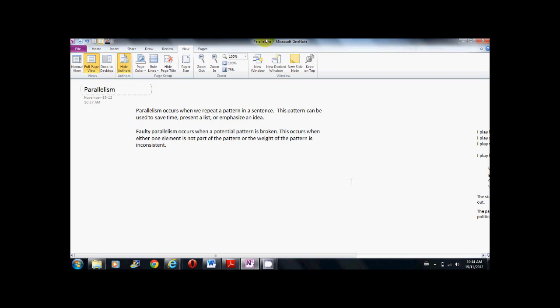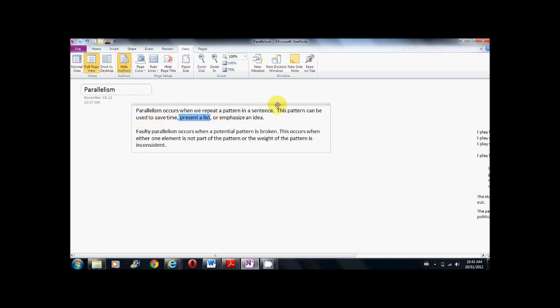So let's start with our definition. Parallelism occurs when we repeat a pattern in a sentence, and this pattern can be used to either save time, present a list, or emphasize an idea. So this second sentence in my definition is actually an example of parallelism, because what I have here is a phrase, a group of words in a list, and they're all starting with a verb, right?